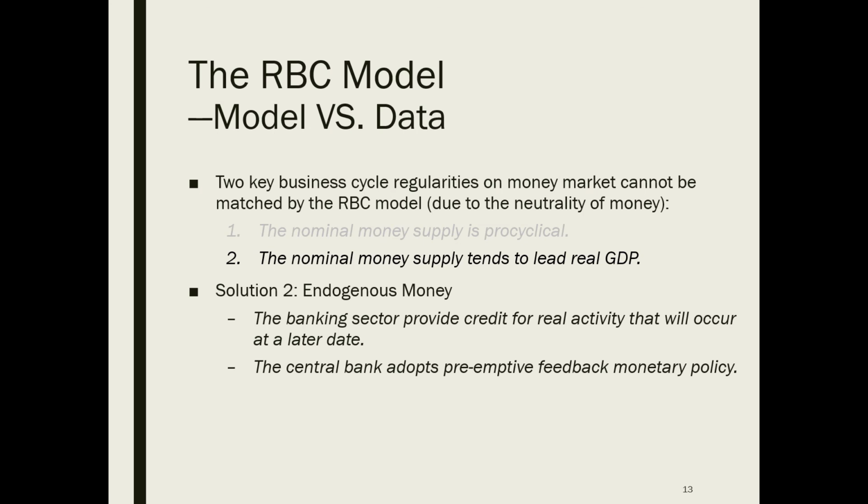On the other hand, the central bank usually adopts preemptive feedback policy, so money supply is adjusted in advance before the actual problem reveals itself. So the second failure is then solved by a more detailed assumption of endogenous money supply.